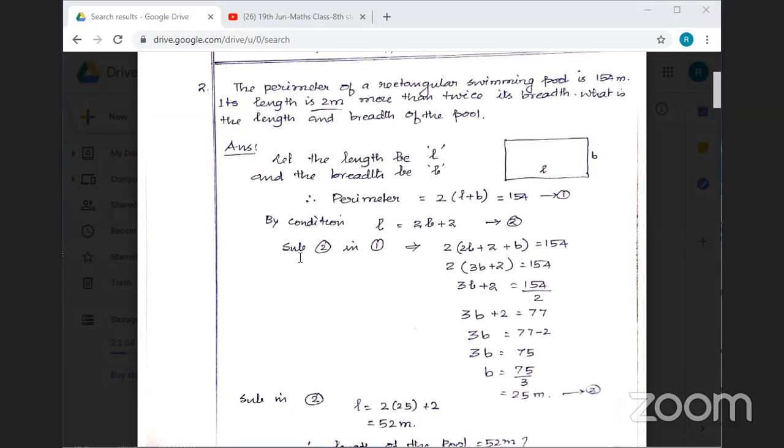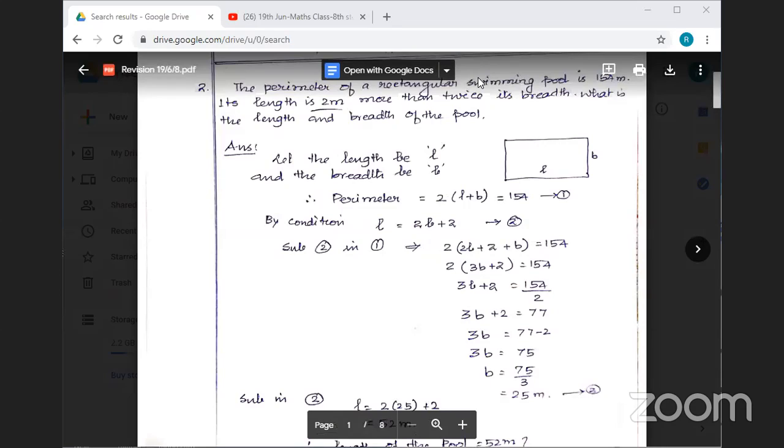Now, what is given? Read the problem first. The perimeter of a rectangular swimming pool. Perimeter, we already know, is 2 into L plus B. You see, perimeter is equal to 2 into L plus B.